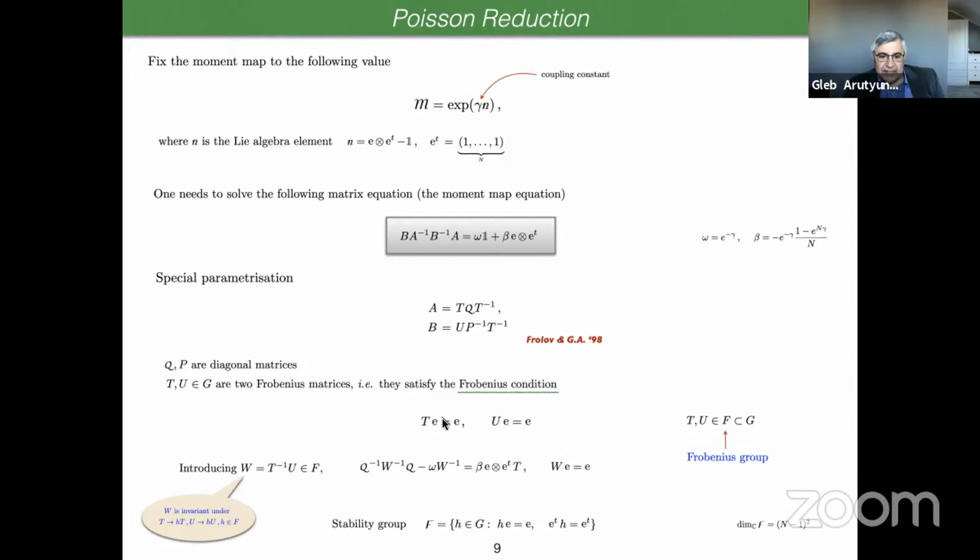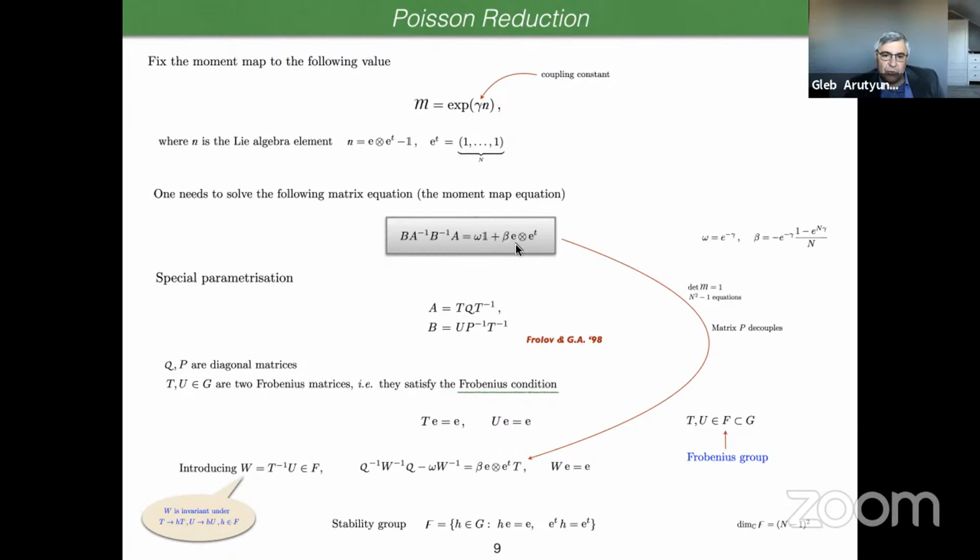Matrices T and U satisfying this Frobenius condition form a group. Well, it's easy to see from these conditions that such matrices form a group, and I will call this group the Frobenius group. Further on, introducing an element W, which is just T minus 1 times U, belonging to the Frobenius group, the moment map equation can be written in this form.